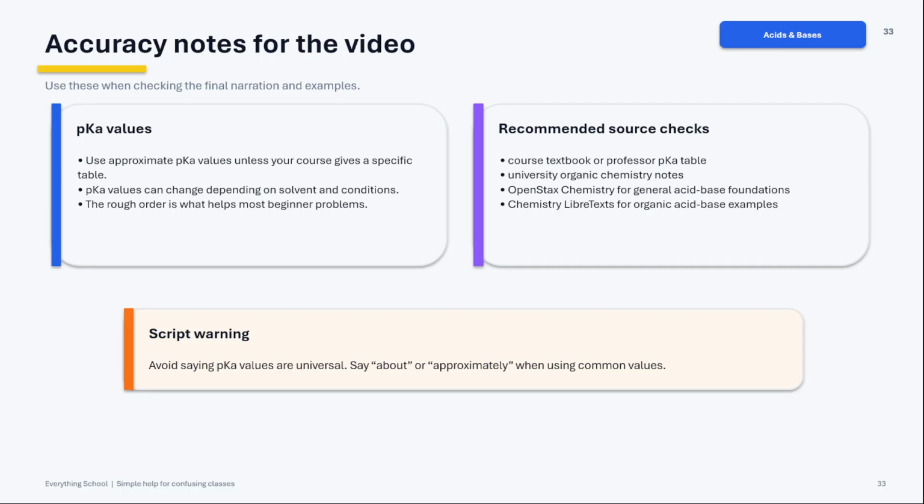The recommended source checks are your course textbook or professor's pKa table, University Organic Chemistry notes, OpenStax Chemistry for general acid-base foundations, and LibreTexts Chemistry for organic acid-base examples. The script warning is important. Avoid saying pKa values are universal. Say about or approximately when using common values.